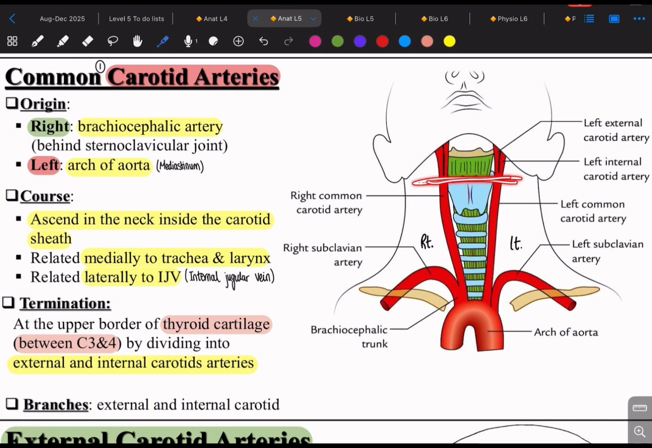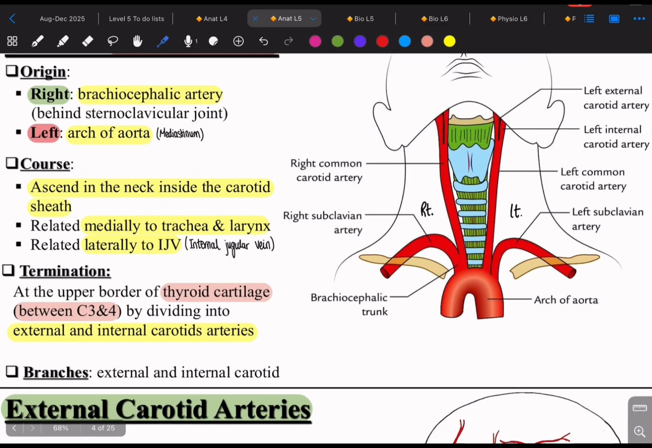So exactly at which level? C3 to C4. So at C3, C4, which is the upper border of the thyroid cartilage, this is where the common carotid artery terminates. When it terminates, it gives us two branches, which are the external carotid artery and the internal carotid artery. Tamam? Now let's move on and see them in details.